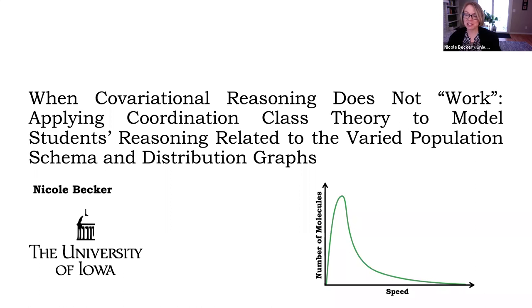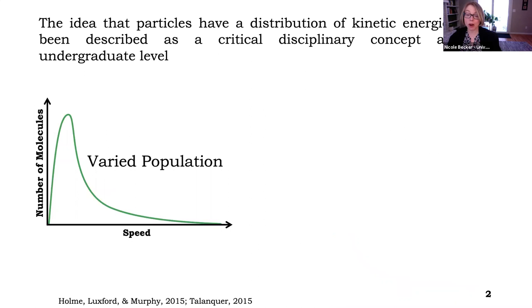So today I'd like to share a bit of work my research group and I have done to look at student thinking about distribution graphs in chemistry contexts. So why distribution graphs? Well, we think that these are important because they are ways of modeling important particulate level concepts in chemistry. One important concept is what's been called the varied population schema.